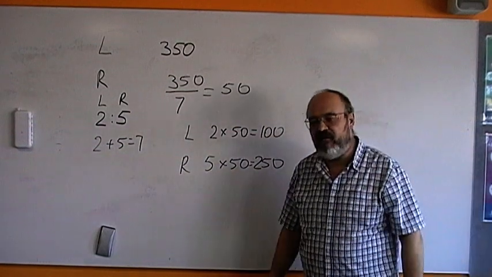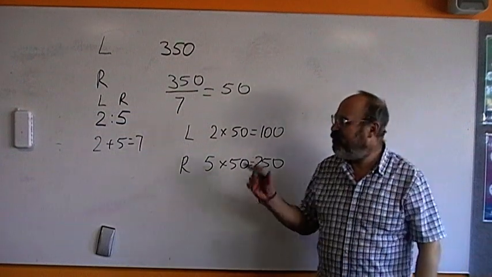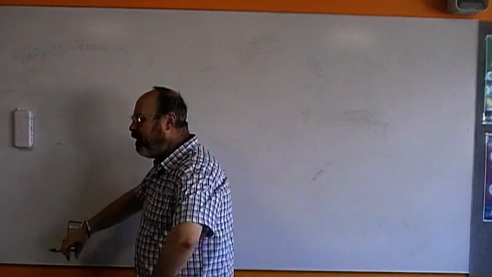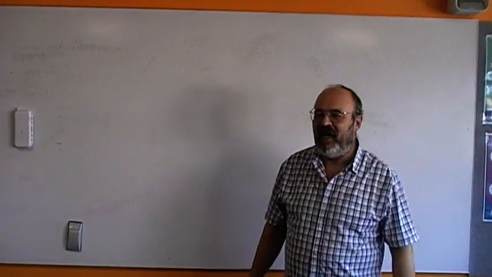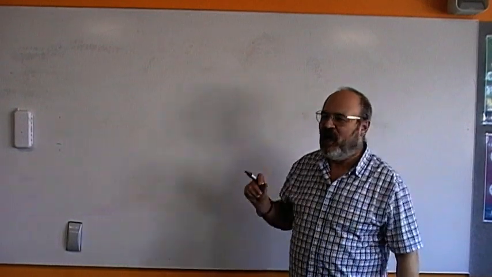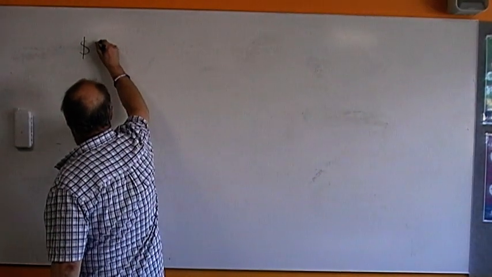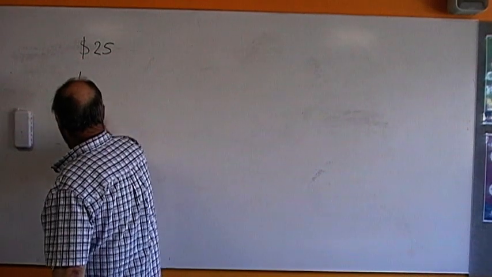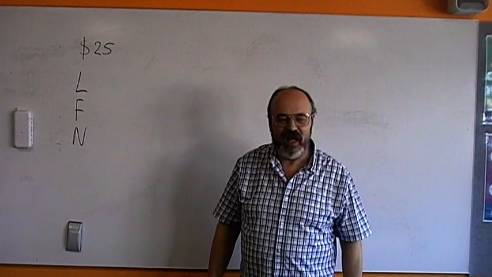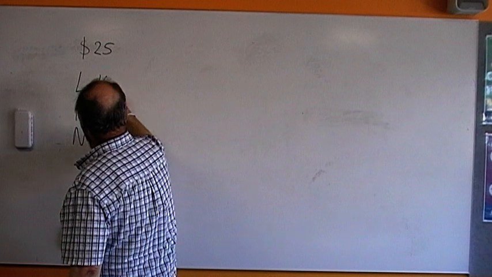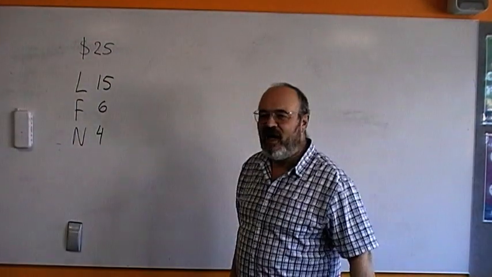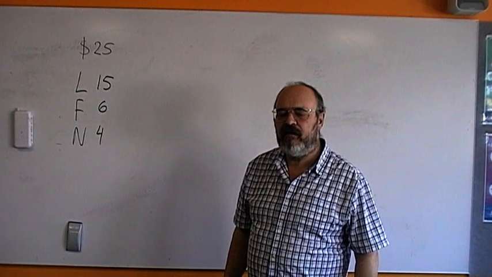Another example, if we have three quantities. Let's say now another lottery, and Leah, Frankie and Noah purchased the ticket, and the cost of the ticket is $25, and their contributions are 15, 6, and 4.